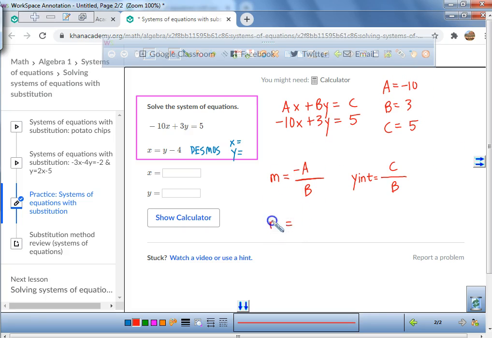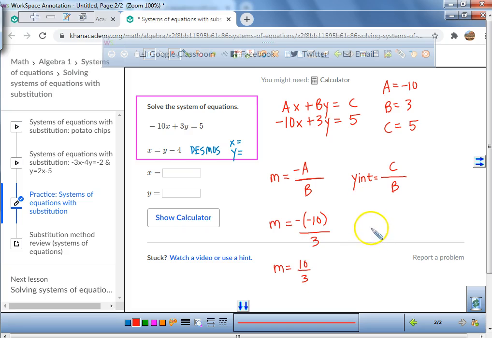So here, my slope is negative. I've got to open up a parentheses, and what's my a value? My a value is negative 10. And what's my b value? My b value is 3. So my slope in this line is going to be 10 thirds.